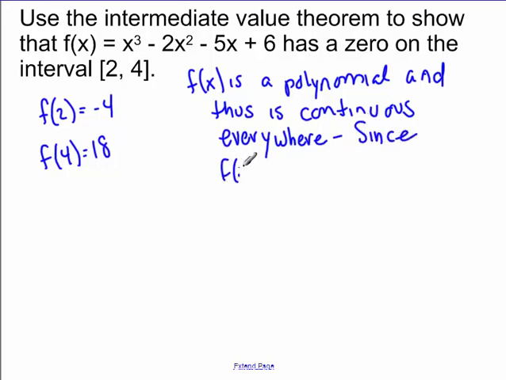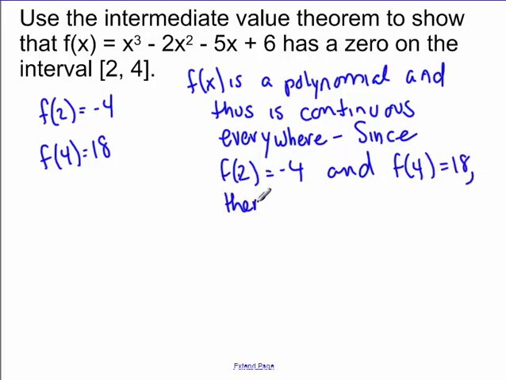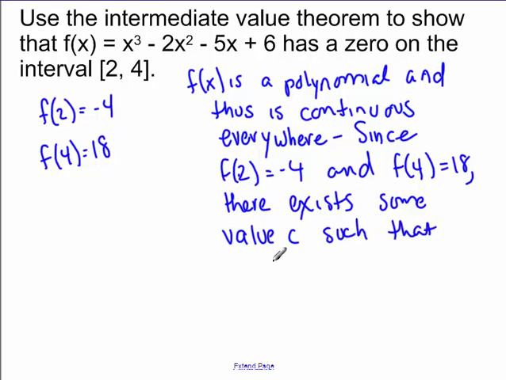Since f of 2 is equal to -4 and f of 4 is equal to 18, there exists some value c such that f of c equals 0 by the intermediate value theorem. And you can use that abbreviation for intermediate value theorem.